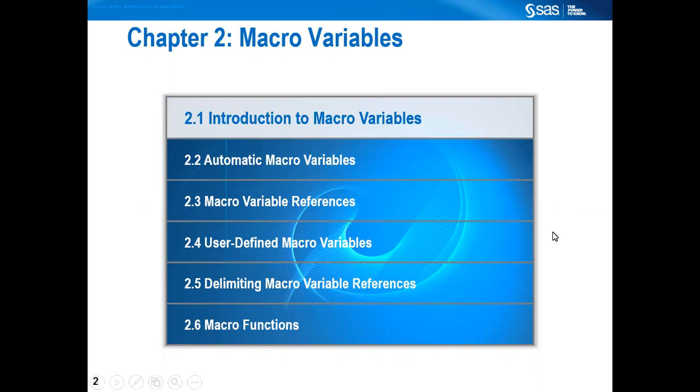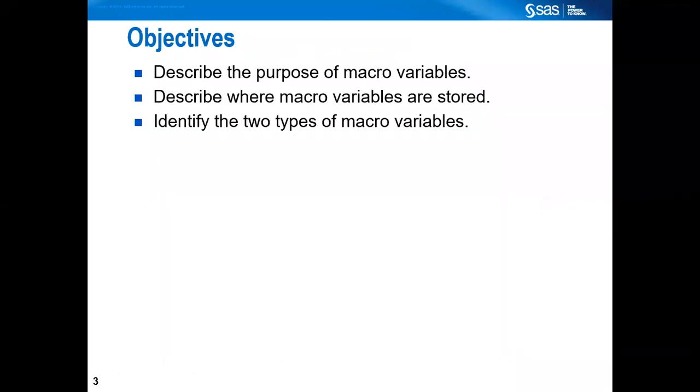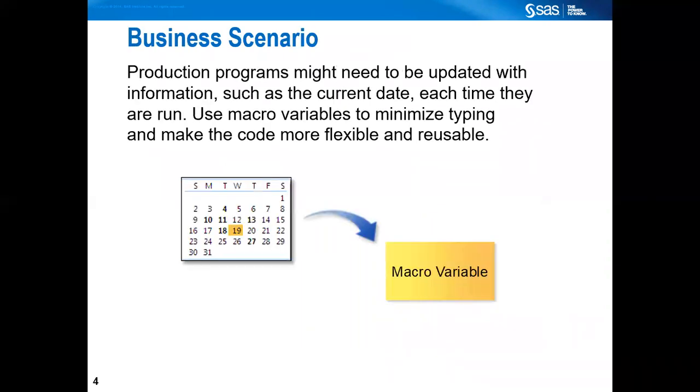All right. So the objective here is to describe the purpose of macro variables, describe where macro variables are stored, and identify the two types of macro variables. So to understand the same thing, what is it telling here? Production programs might need to be updated with information such as the current date each time they are run. Use macro variables to minimize typing and make the code more flexible and reusable.